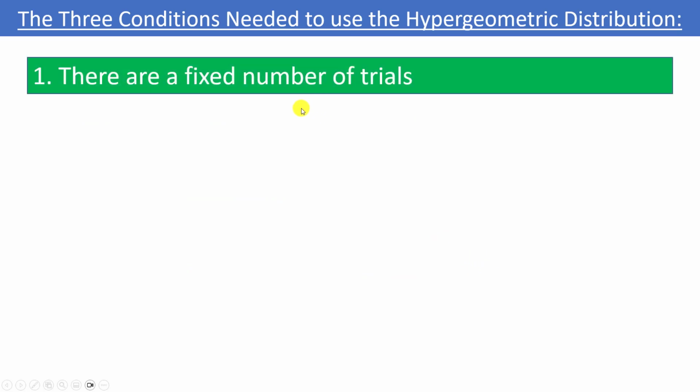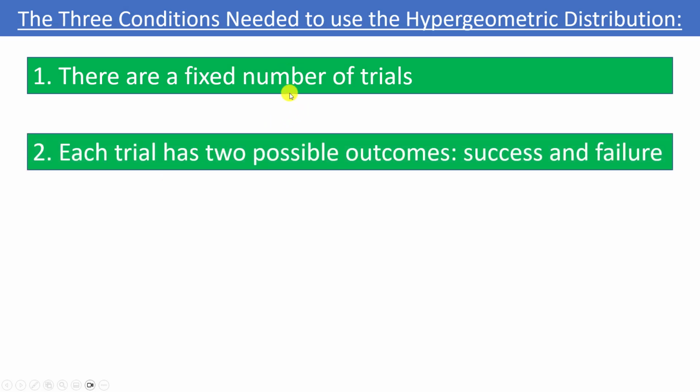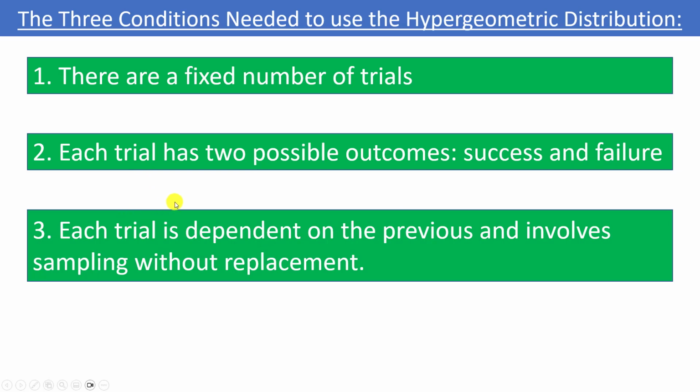There must be a fixed number of trials. Each trial must have 2 possible outcomes, success and failure. But the difference here is that each trial should be dependent on the previous and should involve somehow sampling without replacement. Let's take a look at a few examples checking these conditions to see if we have a hypergeometric distribution.